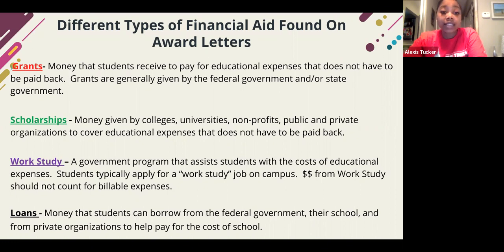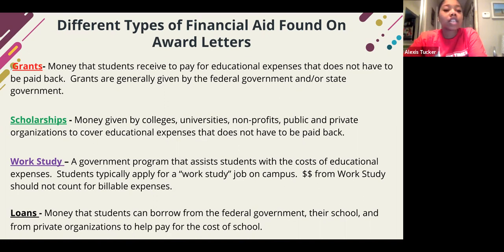You're going to find grants. So grants are money that you receive for your educational expenses that you do not have to pay back. Really, literally, it's free money, and it's usually given by the federal government or the state government. So you'll hear things like, oh, I got my Pell Grant. That's a certain amount of money that you don't have to give back to the state or the federal government.